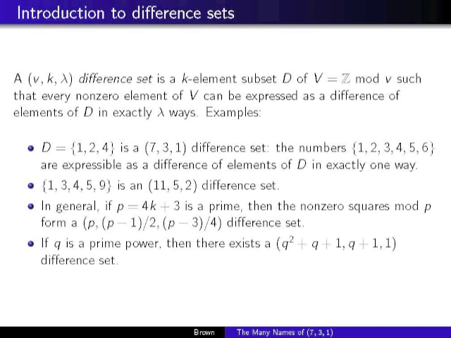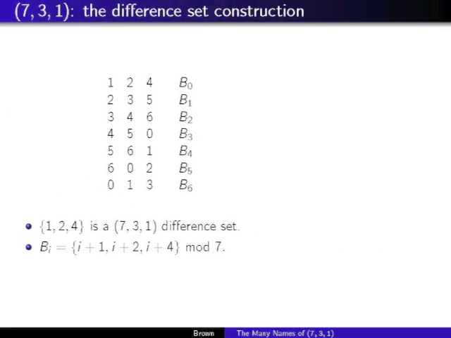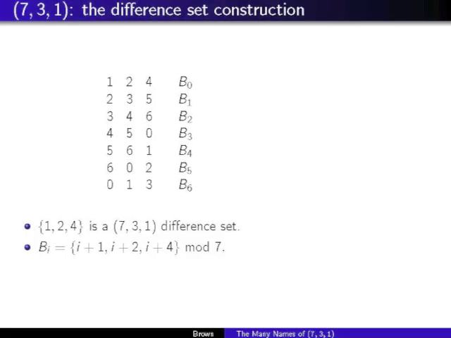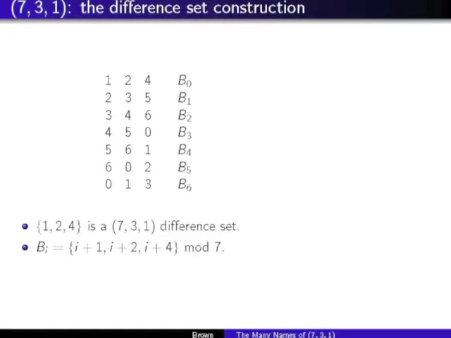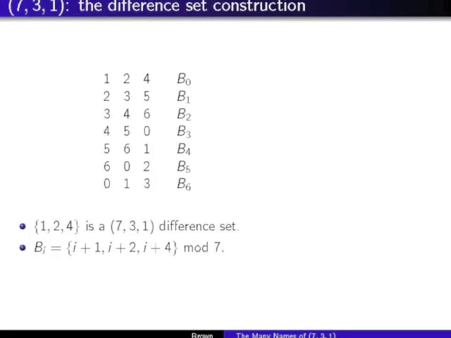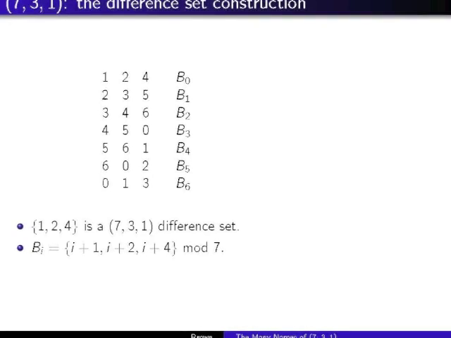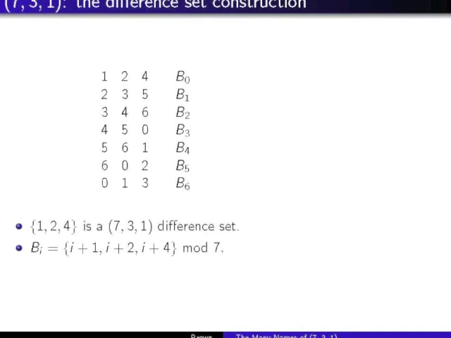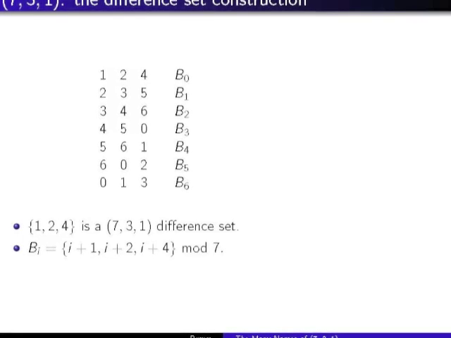There's a way to construct the design using the difference set. You take the difference set, 1, 2, 4, and you offset. You add 1 to each element, and if you go over 7, you wrap around. And so this is another way, a difference set construction of the 7-3-1 design. So the 7-3-1 design is a block design, it's also a difference set. So we got 2 names so far. We're not stopping at 2. Otherwise this would be a very short talk. Now I know there are no bad short talks.